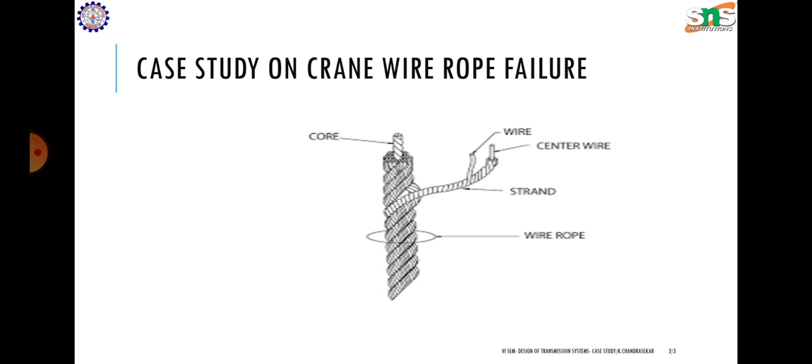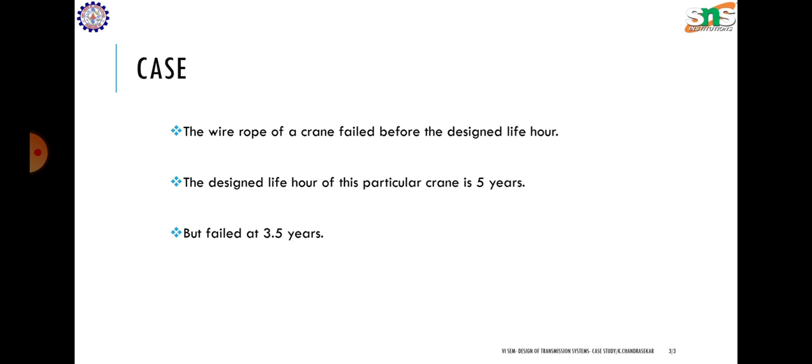Before entering into the case study, I will give you the wire rope structure. Normally the wire rope consists of a center part, the core, which is wound with strands. Each strand consists of wires, and a number of strands together form the wire rope. This figure shows the center is the core, then a smaller one is the wire, then the wires are wound together to make a strand, then strands are wound together to form the wire rope.